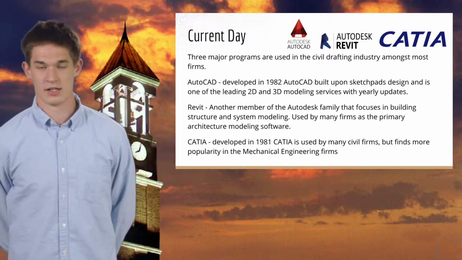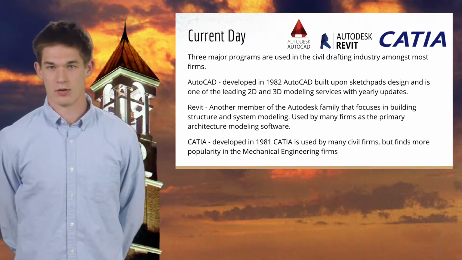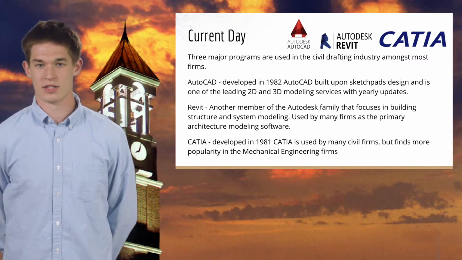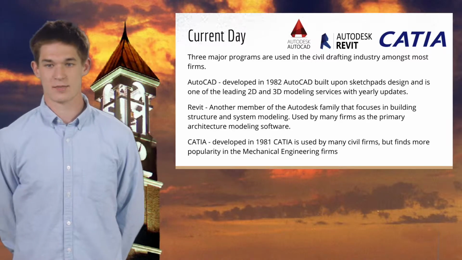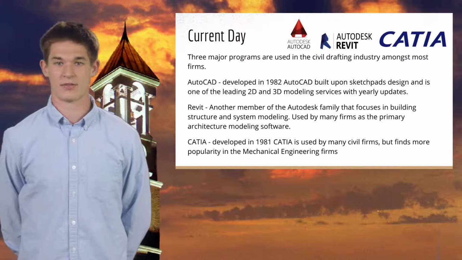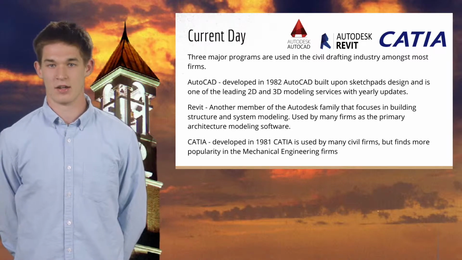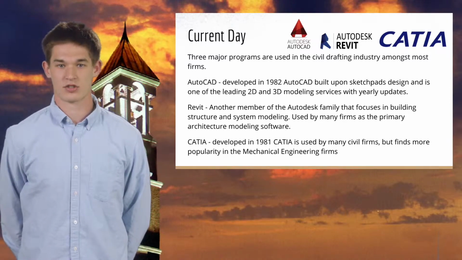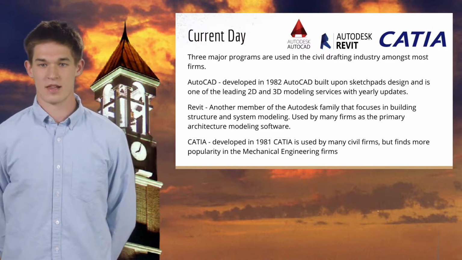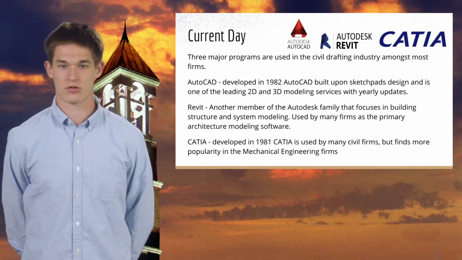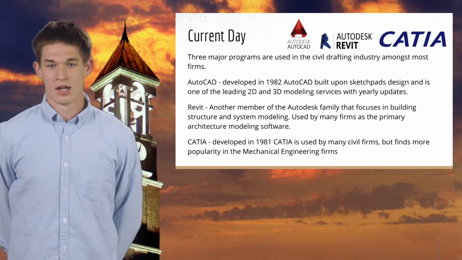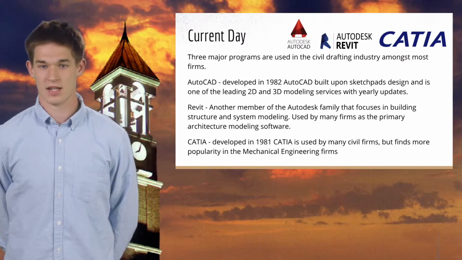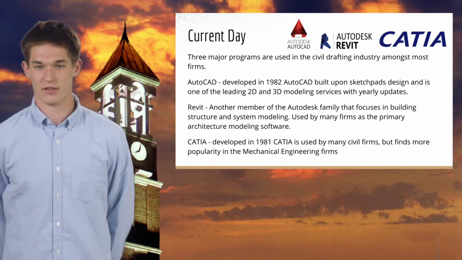So in the current day, what is being used? We have three major programs, those being AutoCAD, Revit, and CATIA. AutoCAD is the main one used, developed in 1982 with Sketchpad designs, and is one of the leading 2D and 3D modeling softwares with yearly updates. Revit is another member of the Autodesk family that focuses primarily on structure and system modeling. It's used mainly by firms as the primary architectural modeling software. And CATIA, made in 1981, is not used by many civil firms and is popular in mechanical engineering firms.